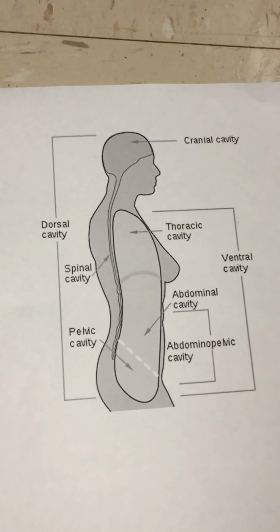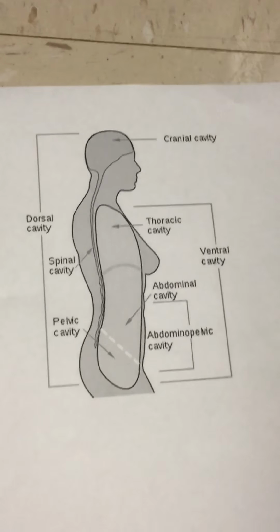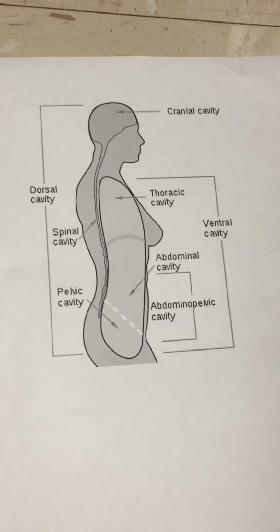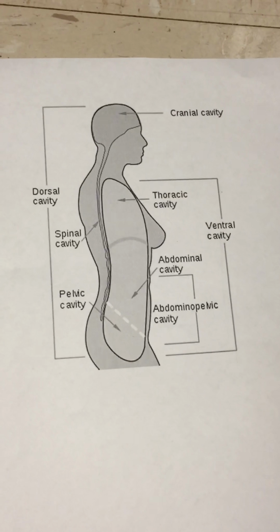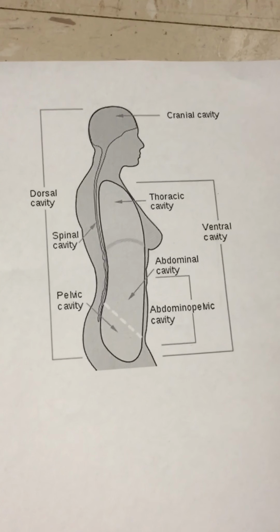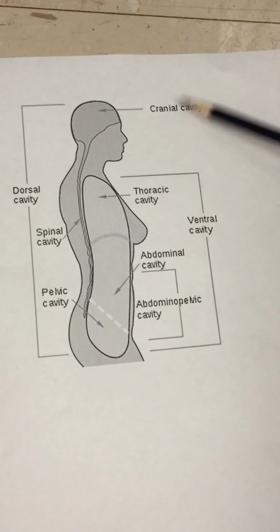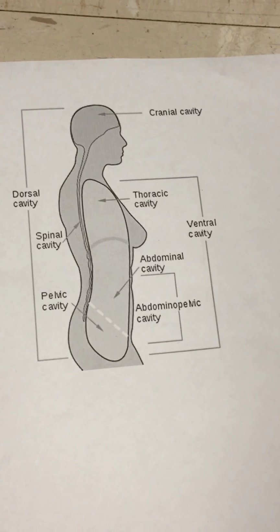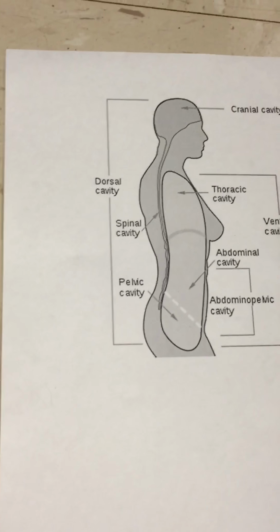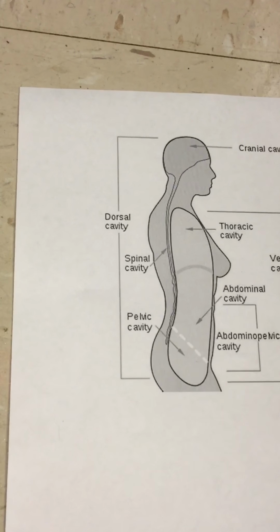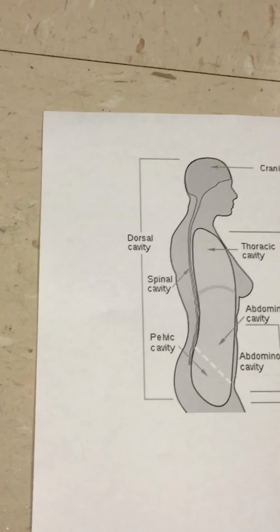Dorsal cavity. The smaller of the two main cavities is called the dorsal cavity. As its name implies, it contains organs lying more posterior in the body. The dorsal cavity, again, can be divided into two portions. The upper portion, or the cranial cavity, houses the brain, and the lower portion houses the spinal cord. Spinal cavity. Part of the dorsal cavity, the spinal cavity is formed by the backbone, which is the spine, and contains the spinal cord.